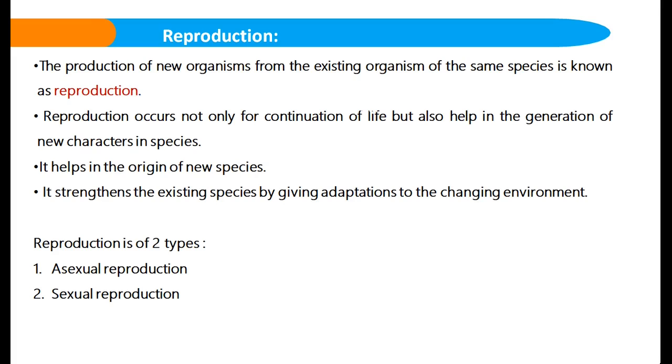Coming to what is reproduction? The production of new organisms from the existing organisms of the same species is called reproduction. That means whatever existing living organisms there are, they produce their own kind. Some examples: human beings produce babies, male or female. A mango tree gives again a mango plant. A dog gives a puppy. A lion gives a cub, like that.